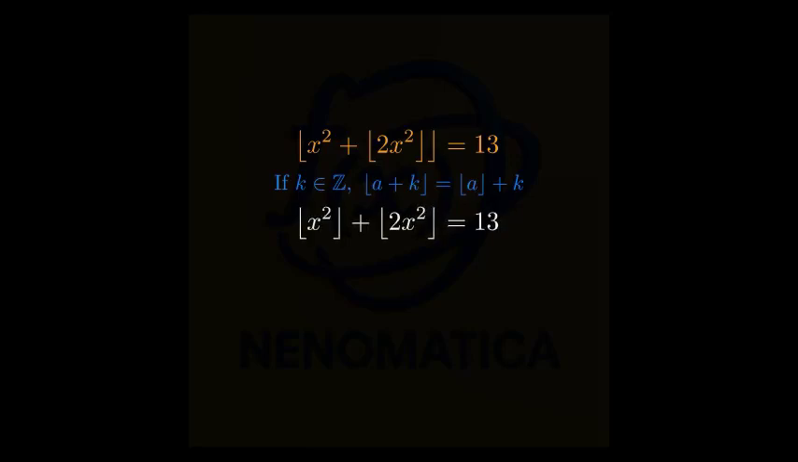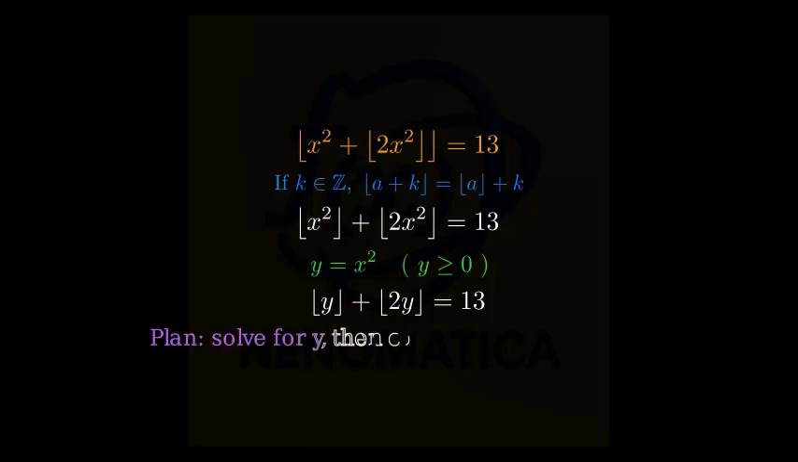So, the floor of x squared plus that integer equals the floor of x squared plus the floor of 2x squared. To make the structure clearer, define y as x squared with y greater than or equal to 0. Then our equation becomes floor of y plus floor of 2y equals 13. We'll solve for y first, then map back to x.